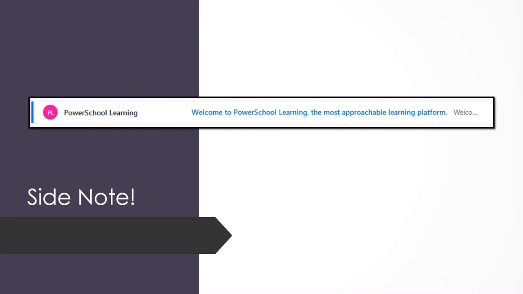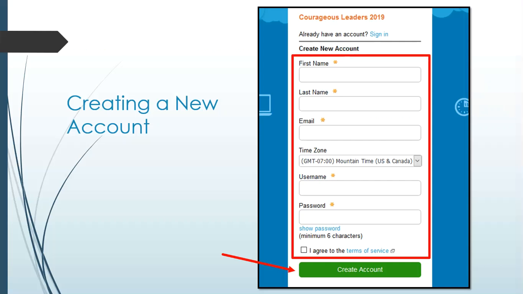Side note, once you have created your account, go back to your email inbox to find the confirmation email that was sent to you. It will look similar to this. Open the email and click on the confirmation link to finalize the creation of your account. Another link present in that email will take you to a short tutorial on how to use the PowerSchool Learning Portal. Explore this if you would like to, but it's not necessary. Continue with this tutorial for a more in-depth description on how to use various aspects of this program. For now, let's go back to the last slide.